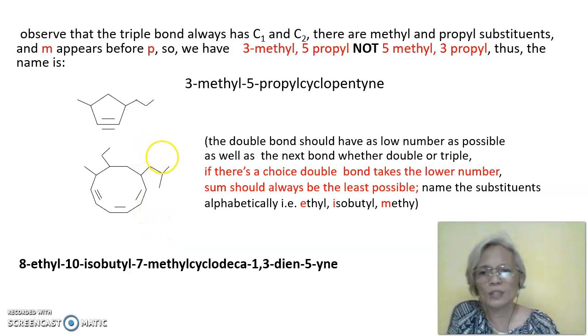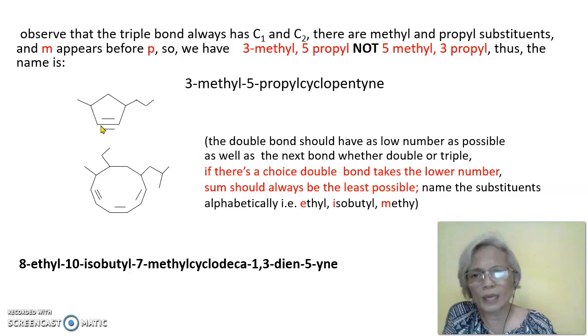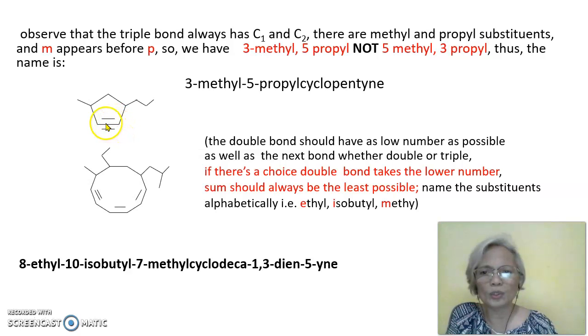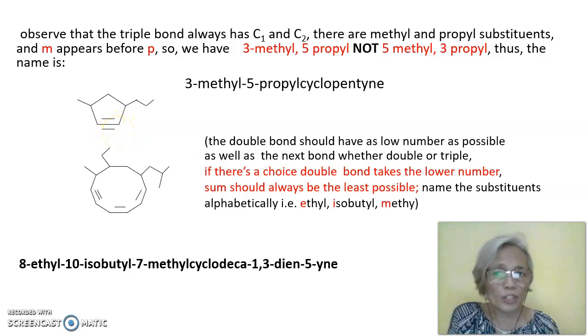So in this example, we can assign this as carbon number 1: 1, 2, 3, 4, 5. Or we can assign this as carbon number 1: 1, 2, 3, 4, 5. Either way, the substituents are the same, at 3 and 5. So what do we consider next?